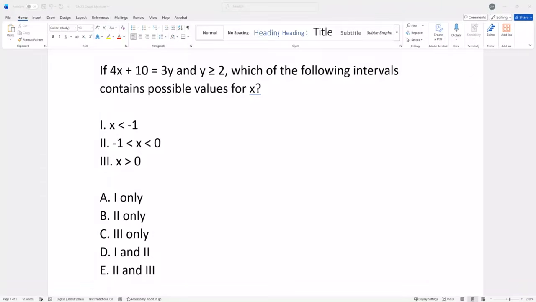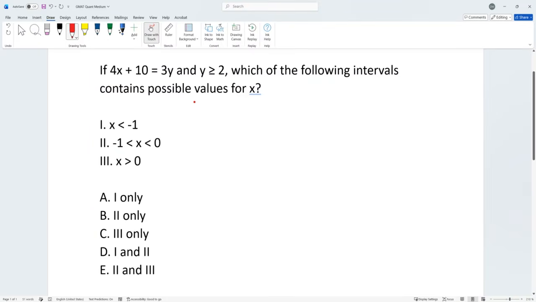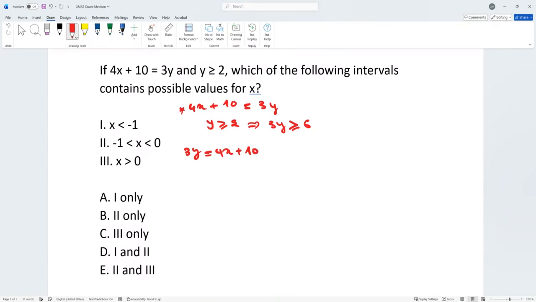So from what we can see here, let me start writing. So we have 4x plus 10, which is equal to 3y. And y is greater than or equal to 2. This means that 3y here is greater than or equal to 6. So we can write this as 3y, which is equal to 4x plus 10, and we know that it's greater than or equal to 6.